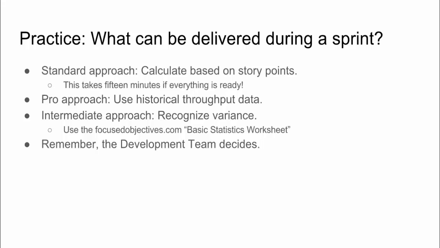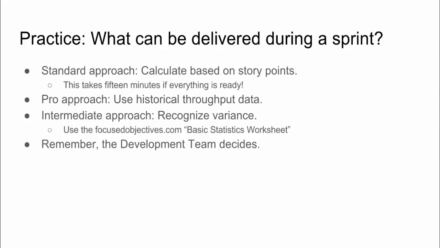Now, there's an intermediate approach between the standard approach and the pro approach, where you simply focus on recognizing that there's variance. Remember that the standard approach says this is how many points we can finish, and it's an average estimate. It doesn't recognize that sometimes you'll finish fewer points and sometimes you'll finish more. So if you're moving from the standard approach and want to get a more in-depth understanding of what's possible during a sprint, that's the next step that I would suggest, that you recognize variance.